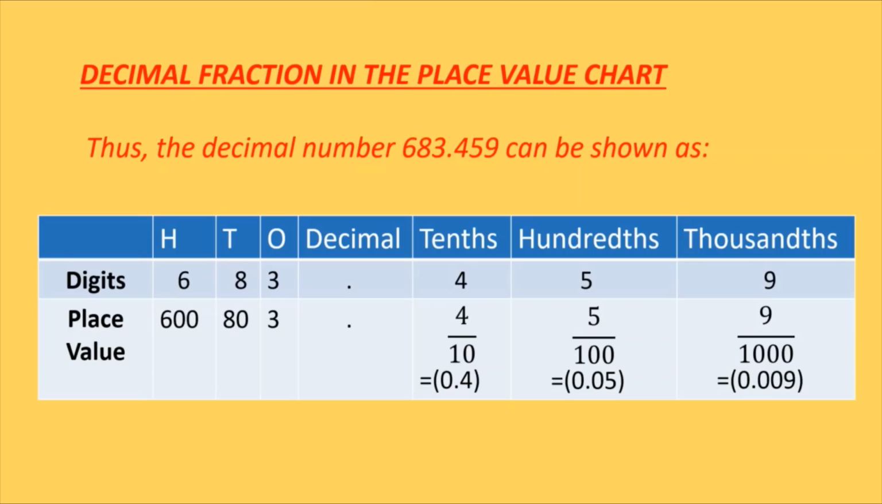4 is in the tenths place, so 4 into 1/10 is 4 by 10. Then 5 is in the hundredths place. 5 into 1 by 100 is 5/100ths. And 9 is in the thousandths place. So 9 into 1/1000 is equal to 9/1000ths. Now we see the place value of each digit here.